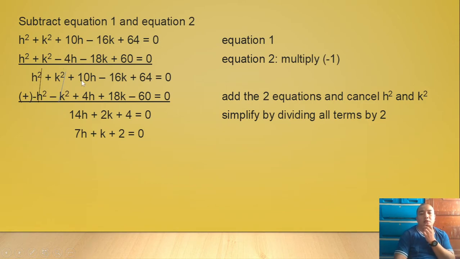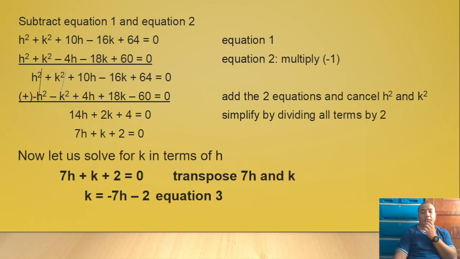Then add the two equations, cancel h squared and k squared. So 10h plus 4h is 14h, negative 16k plus 18k is 2k, 64 plus negative 60 is positive 4, equals 0. We can still simplify this equation. Divide all terms by 2, it becomes 7h plus k plus 2 equals 0.